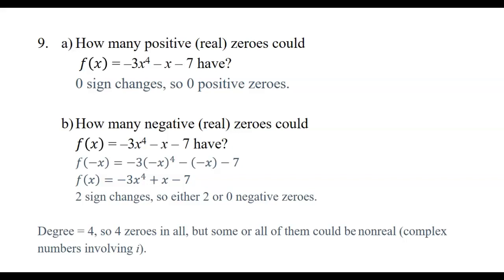Now the degree is 4, and that means there's 4 zeros in all. So out of those 4 zeros that polynomial has, counting multiplicity, none of them are positive real numbers. It might be that 2 of them are negative real numbers, or it might be that none of them are. So what about the others? Well, the others would have to be non-real complex numbers. So it might be that you have 2 negative real zeros and the other 2 involve i, or it might be that all 4 of those zeros are non-real numbers involving i.